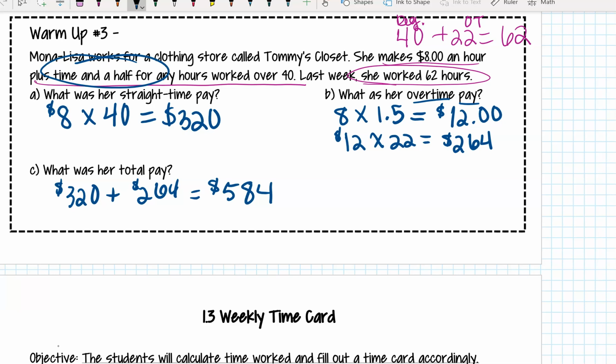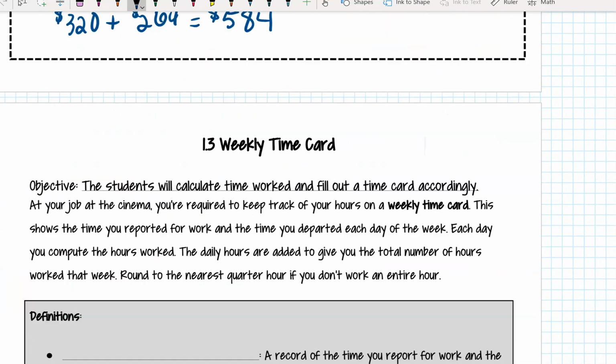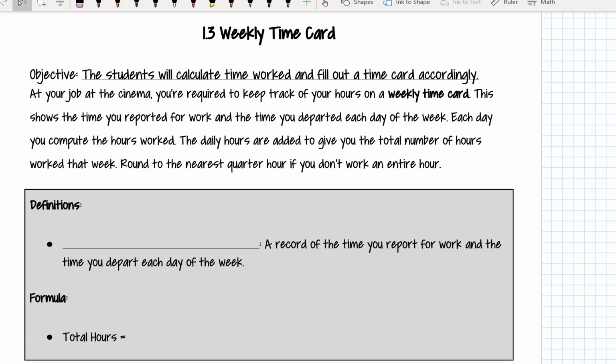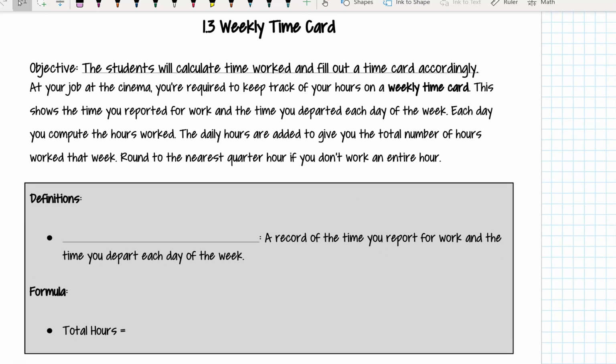Phenomenal. Awesome. Okay, so weekly time card. So next page, section 1.3. We're all on the same page. We're all working together. So the students will calculate time worked and fill out a time card accordingly. I don't know how many places actually have you physically fill out a time card anymore. A lot of times it's just digital.